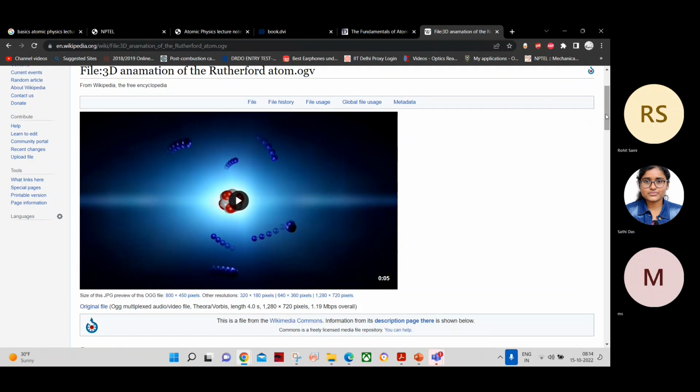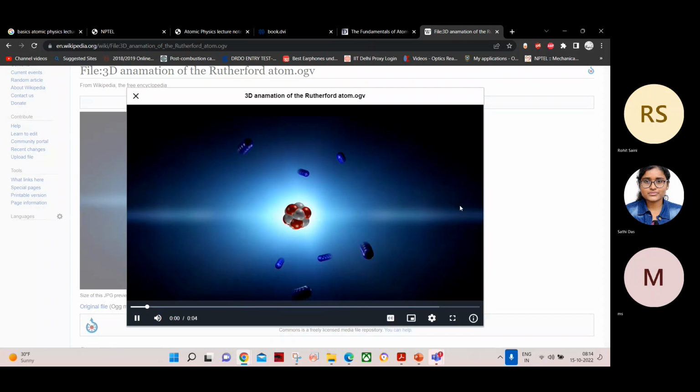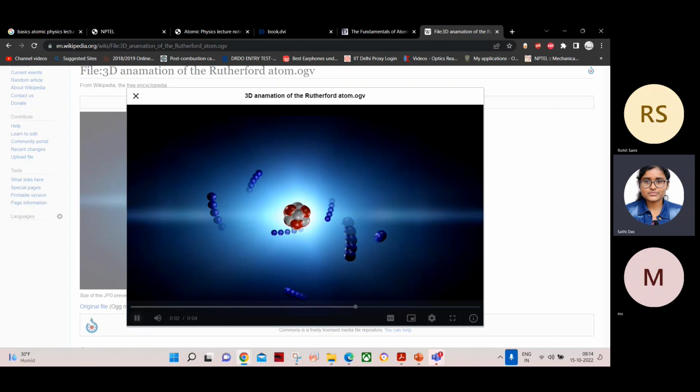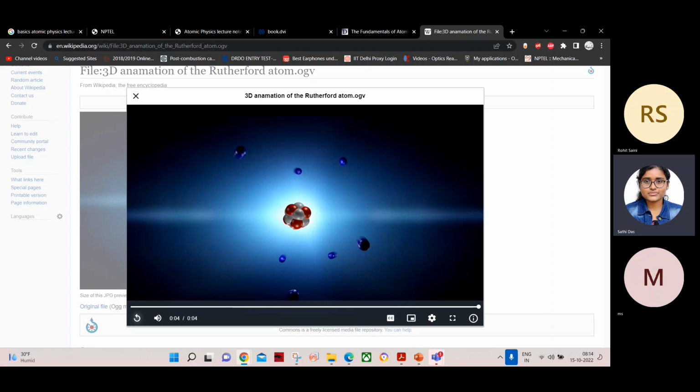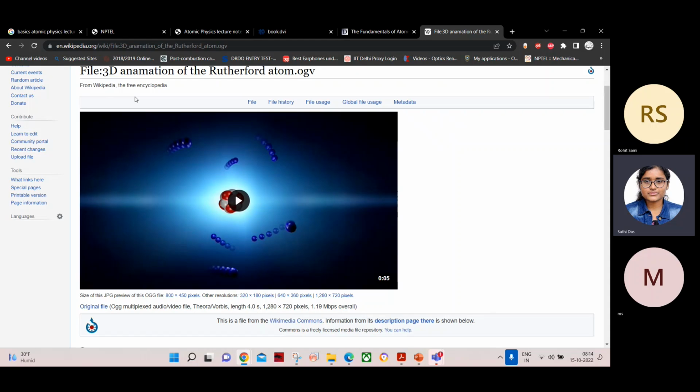So let us see a simple animation of the Rutherford model. You can see the picture, right? So this is a simple animation of the Rutherford model. From this model, we can see that Rutherford postulated the electrons are separate from the nucleus.